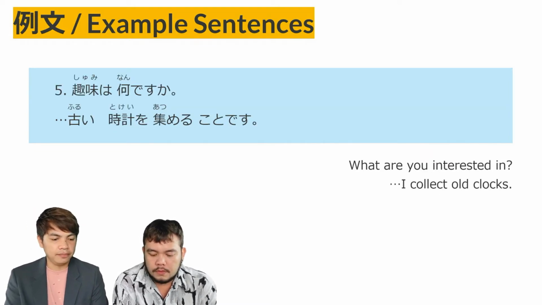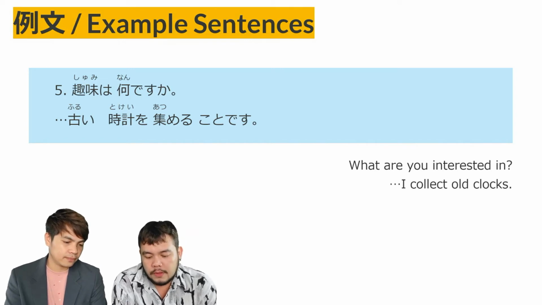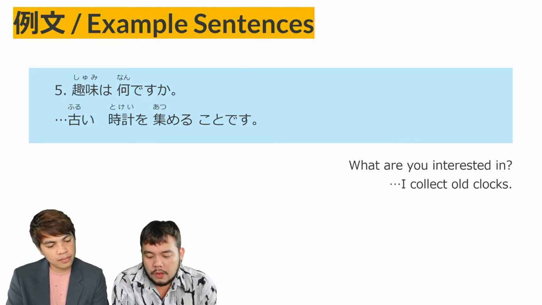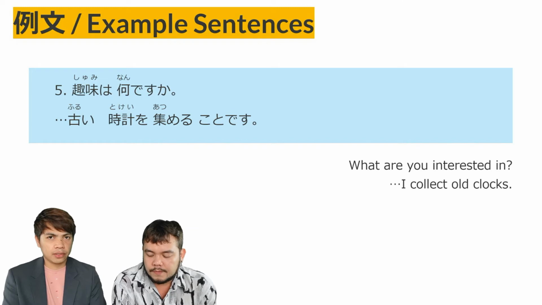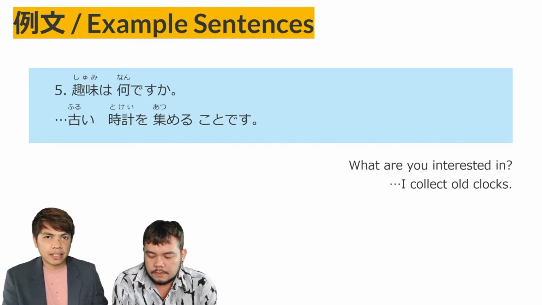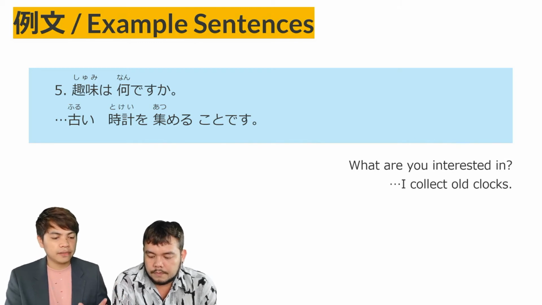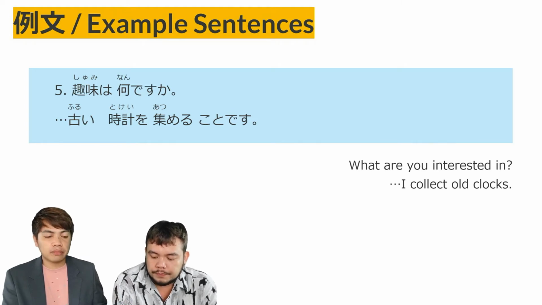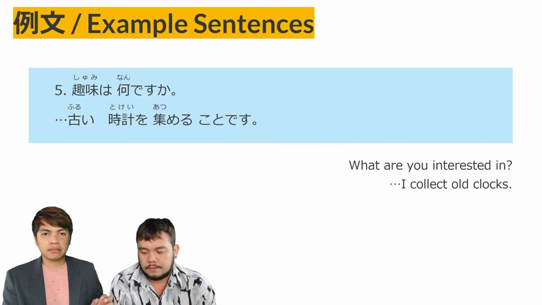Okay, number 5. Shumi wa nan desu ka? Furui tokei wo atsumeru koto desu. So the question was, shumi wa nan desu ka? What is your hobby, or what things are you interested in? Or what are your interests? Shumi is hobby or interest. He answered furui tokei, old clocks. Wo, particle o, atsumemasu, to collect old clocks. Then the dictionary form atsumeru plus koto, it will become a noun.